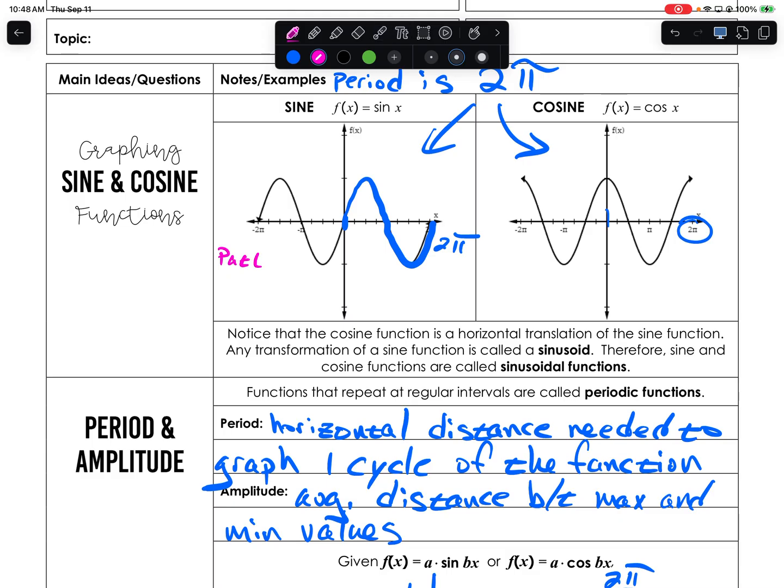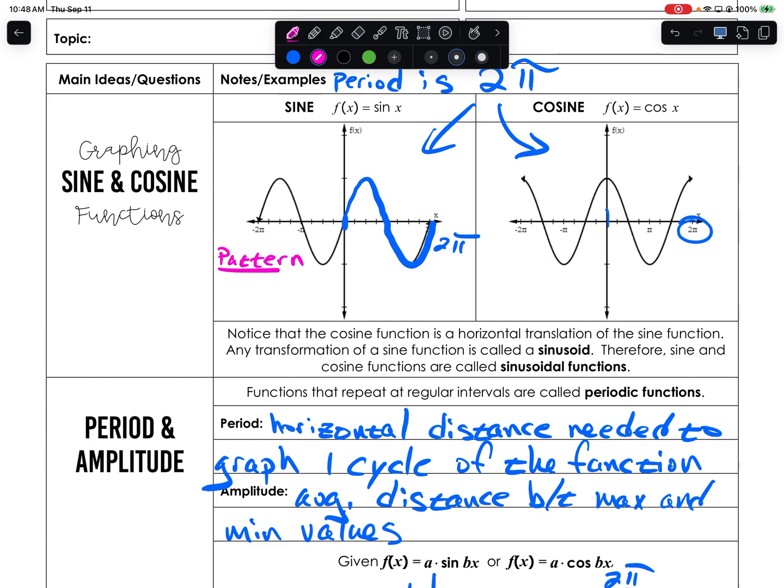Who had VK or Varus last year? VK or Varus. Okay, so they made you do 2 cycles of the sine and cosine. I just make you do 1, okay? Because if you do 1, you can do 2, right? So to me, it's a waste of time to do 2, but that's just me.